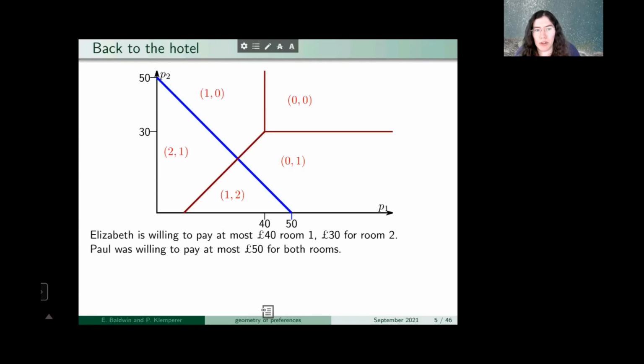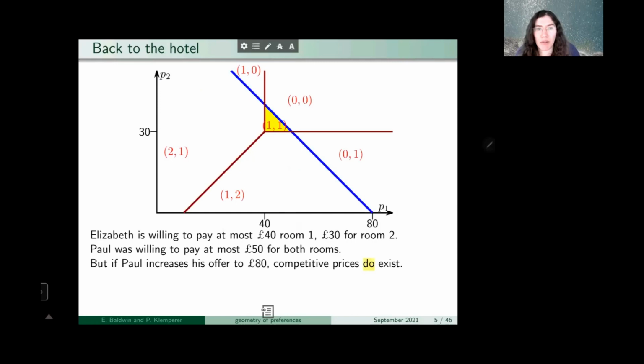Suppose Paul is a bit more generous. Suppose Paul is willing to pay £80 for both rooms. Then competitive prices do exist in that little triangle there, where prices are above 40, 30, but they sum to less than 80. So it's not a complete dead loss if Elizabeth and Paul turn up to the hotel. It's possible that there'll be an equilibrium. It depends on what happens when we precisely compare their precise valuations.